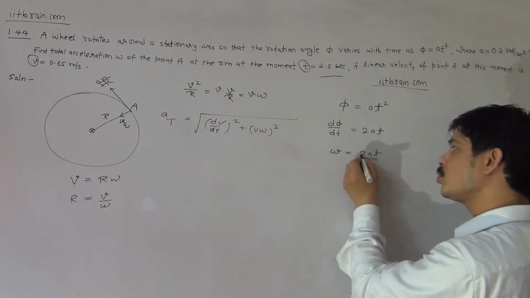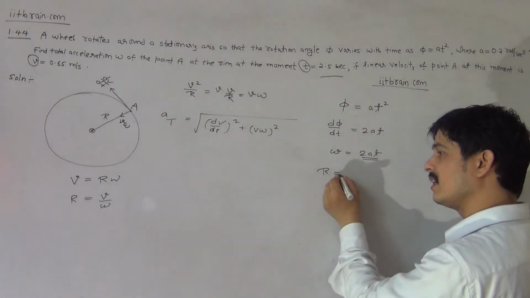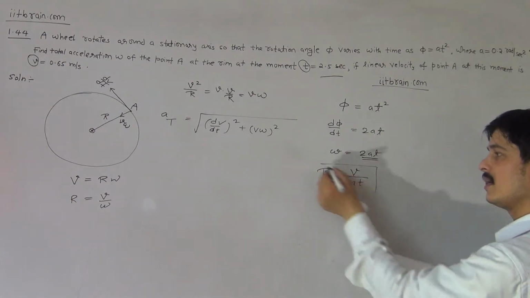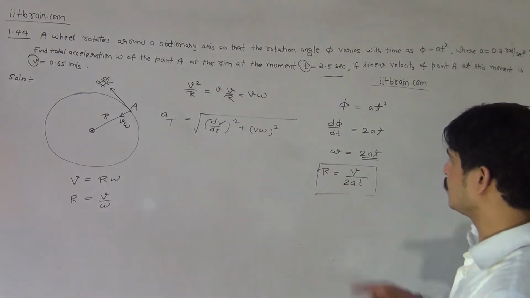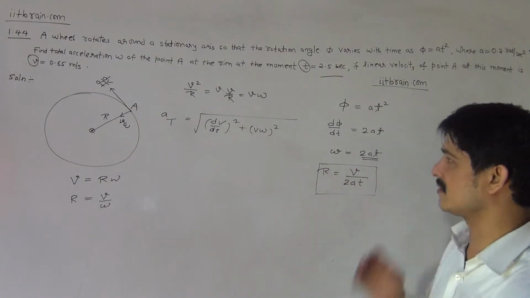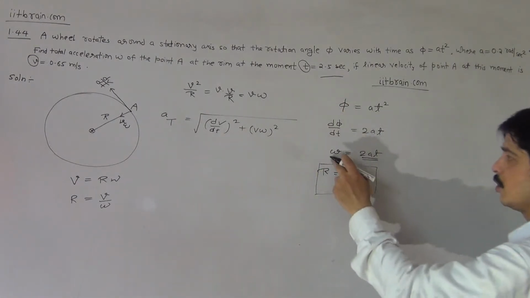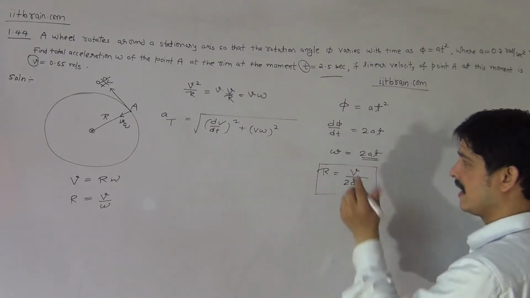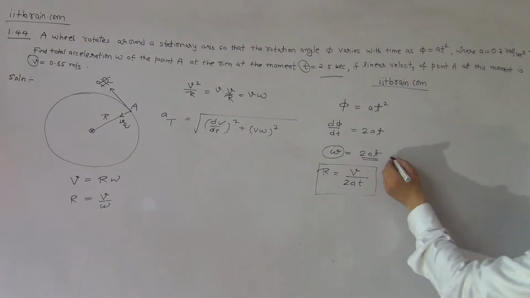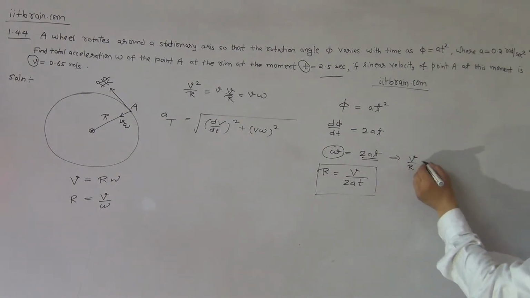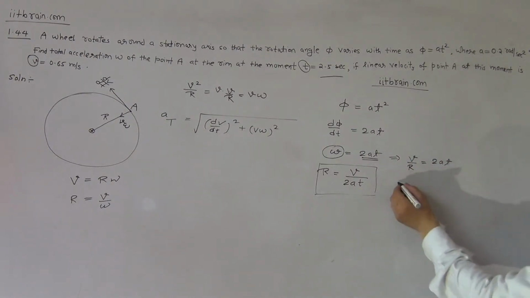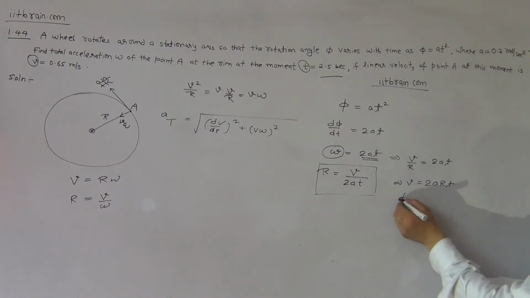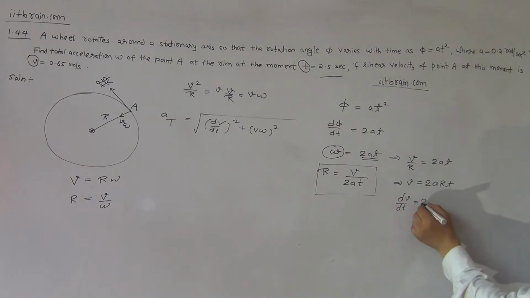Since omega is 2at, r can be taken as v by omega, that is v by 2at. So if required, at a particular place we can apply the value of r as v upon 2at. Now omega can be written as v by r, so this will become v by r equal to 2at, which implies that v equal to 2art. So dv by dt equal to 2ar.